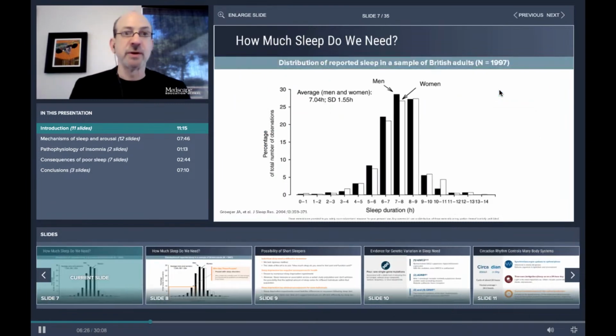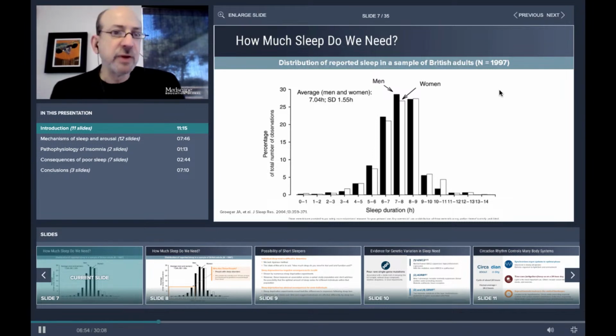Now, a critical question is, how much sleep do we need? And how much sleep does any individual need? People are probably familiar with seeing graphs of this sort that show the distribution of actual sleep in the population. And it's very common to misunderstand the average in the population, which is 7.5 to 8 hours. People misconstrue that as the need for sleep, but it is just the average.